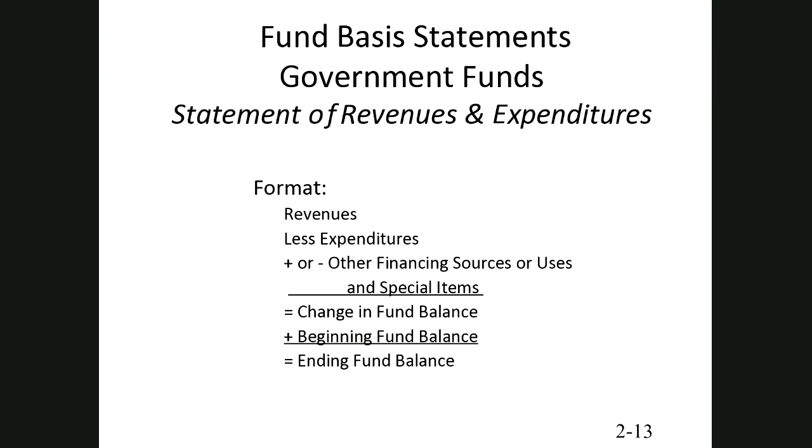In the case of transfers, when you're moving money between funds, if you were to count those as revenues and expenses, there'd be some double counting going on. So we'd like to pull those out. That all results in a change in fund balance for the fiscal period. Adding it to the beginning fund balance gives you the ending fund balance for the end of the fiscal period.